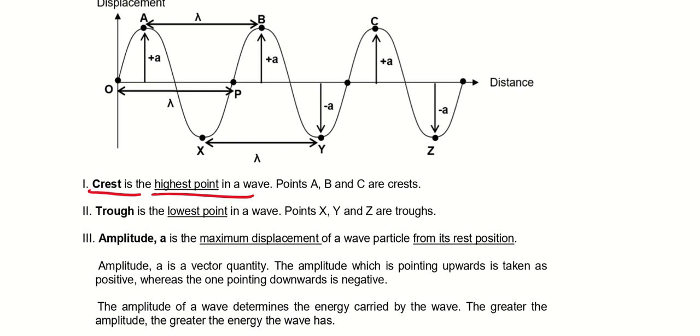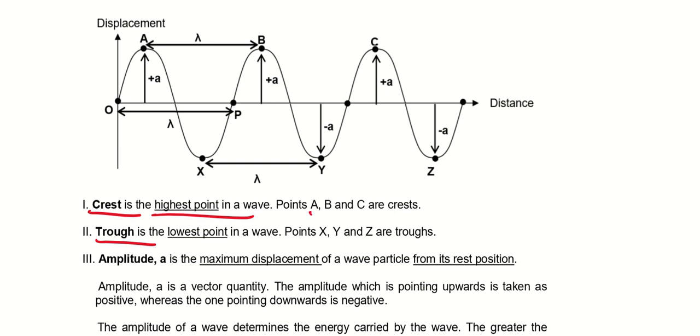Okay? This term called trough. Trough is the lowest point. So A, B, and C are crest, X, Y, and Z are trough. Are you underlining this?